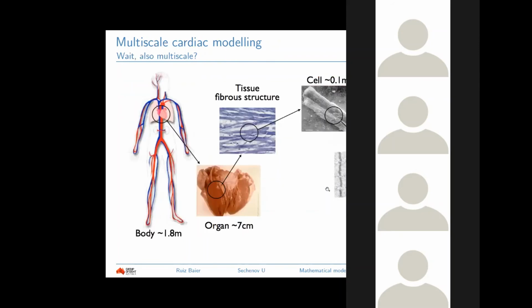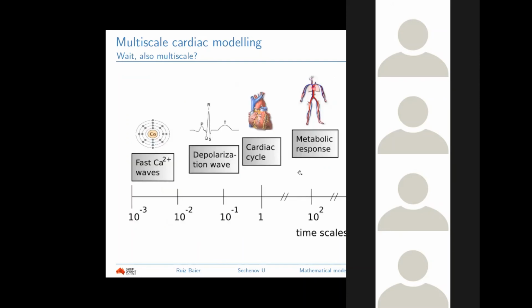But as I mentioned before, we have processes that interact together, not only at the visible scale, like the body of the organ, but also at smaller scales in space. You have the tissue level, the cell level, and the intracellular level, where you have interactions between several multi-systems. And this occurs also in several time scales.